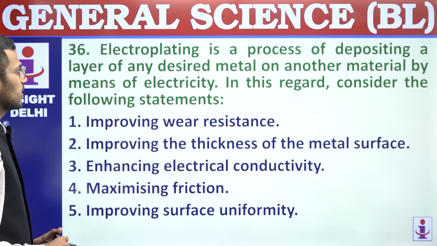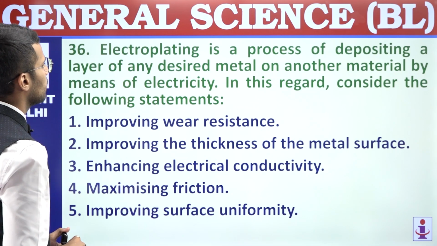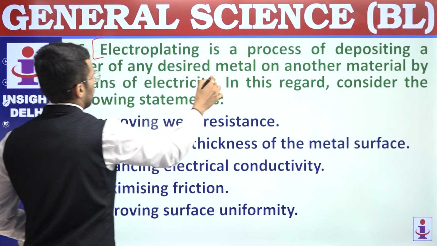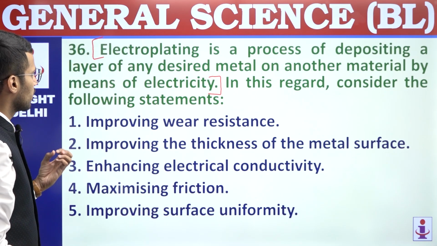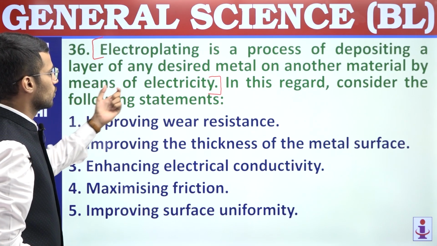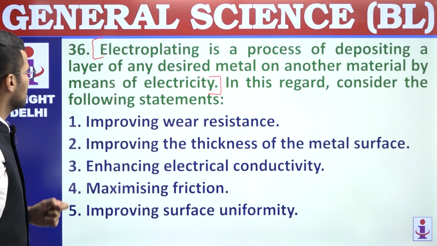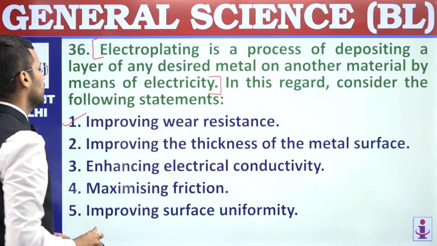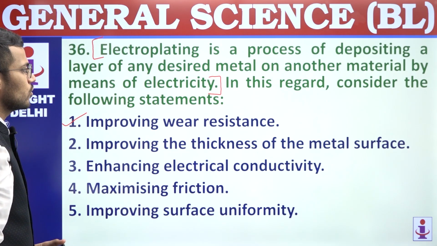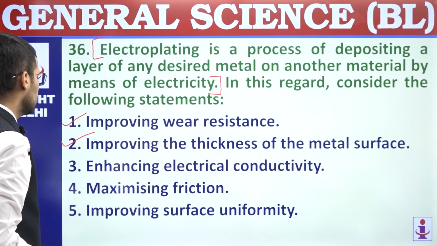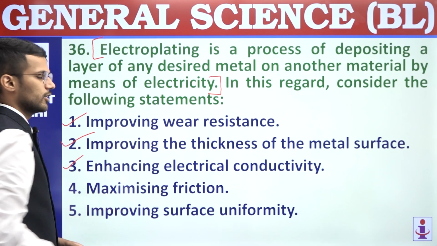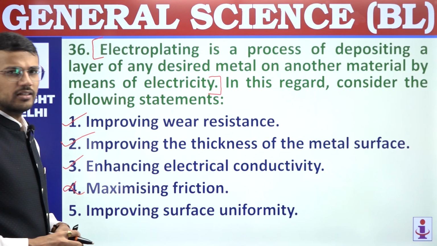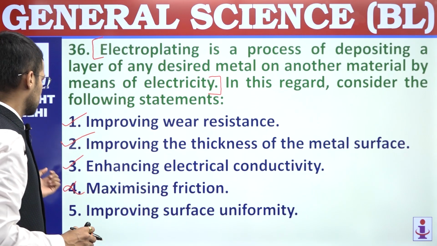36. Electroplating is a process of depositing a layer of any desired metal on another material by means of electricity, right? So this is an important application of chemical current, or the chemical application of electricity, right? So in this regard, consider the following statements. First, improving wear resistance. So electroplating can help us in improving the resistance. Second, improving the thickness of the metal surface. That is also an application. Third, enhancing electrical conductivity. Yes, this is also an application of electroplating. Fourth, maximizing friction. So this statement is incorrect because electroplating does not have any role to increase the friction, right? And that's why fourth is incorrect.